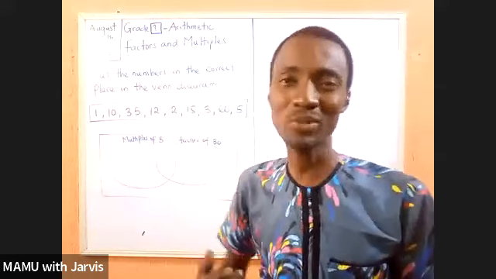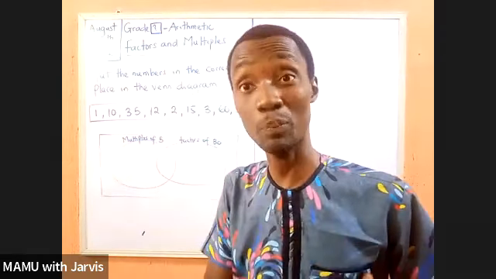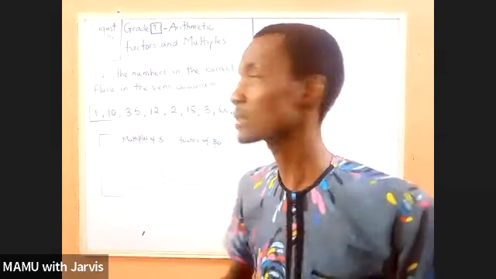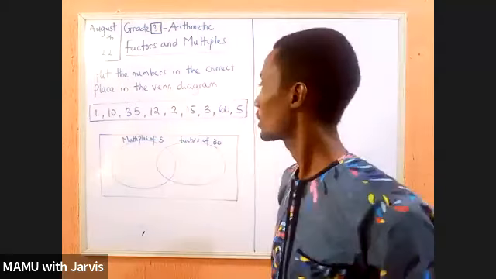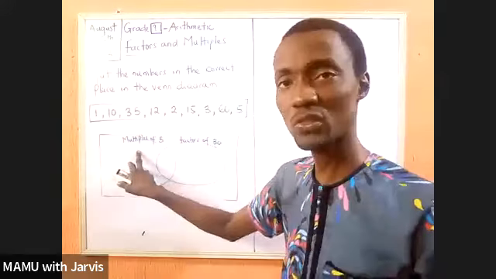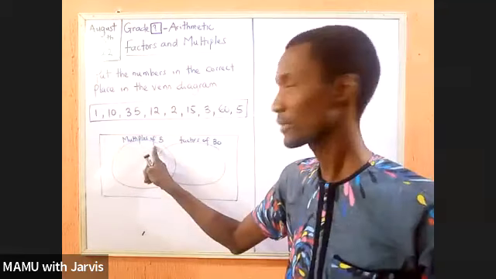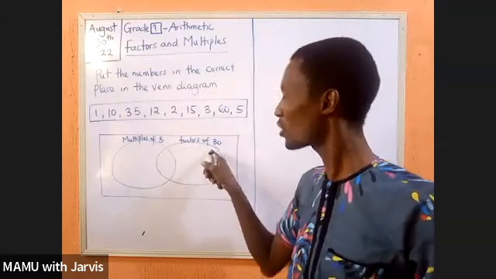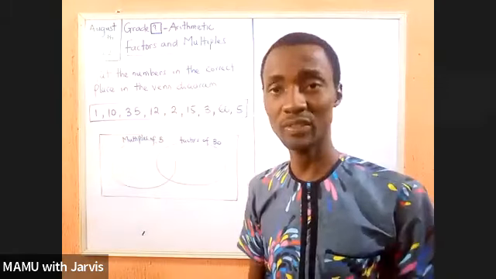So sometimes I hear students say, I'm good at this topic. It's not just enough to say you're good at this topic. You must be good at all of them, because the whole idea is for you to network your thoughts. So we're given numbers here, and we are told that in this set, we have multiples of 5. And in this set here, we have factors of 30. So how do we do this?